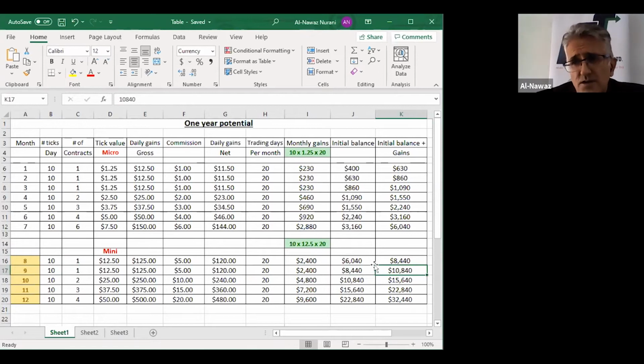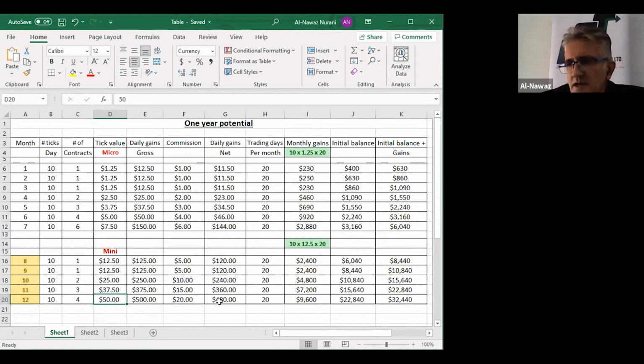Now your tick value has gone from $12.50 to $25 per tick. You are still targeting your 10 ticks per day. And at the end of the month, you have $15,640 in your account. You continue this process where for every $5,000 you increase one full contract size, and at the end of month number 12, you are trading with 4 full-size contracts. Your tick value is $50.